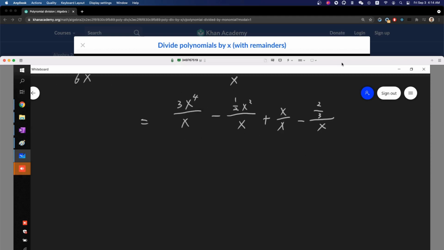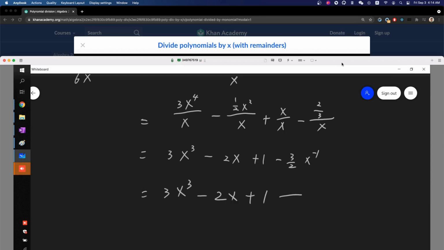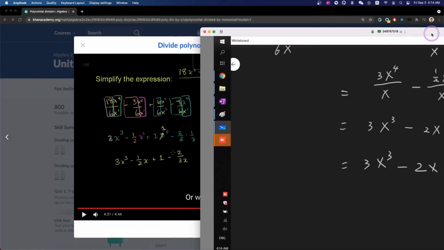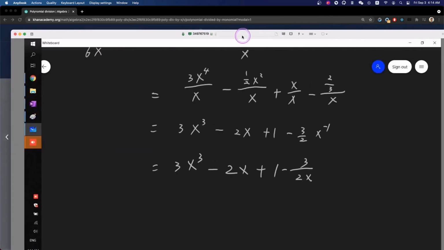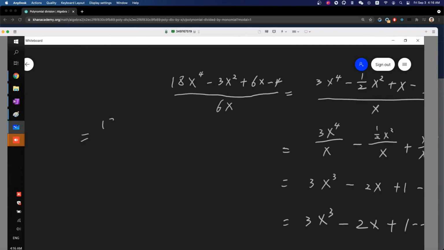Then we're going to go further. For example, we would get 3x to the third power minus 2x plus 1 minus 3 over 2 x to the negative 1 power. Let me do it again. This one would be something like this: minus 2x. I don't know if this was right. Let me just do a verification. We got an error. That makes sense. We'll probably get the right answer by doing it from the very beginning.